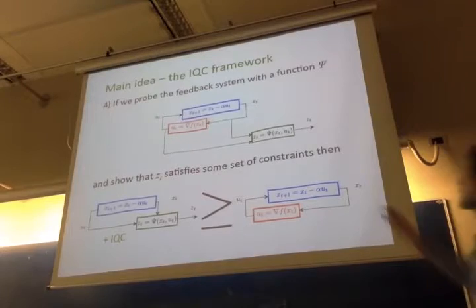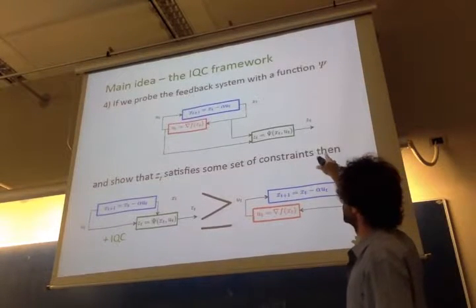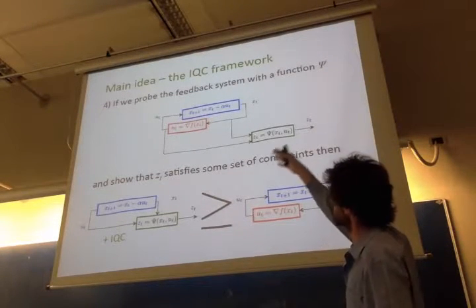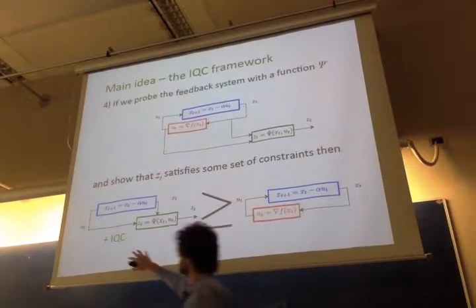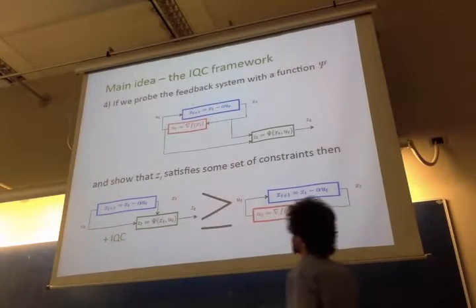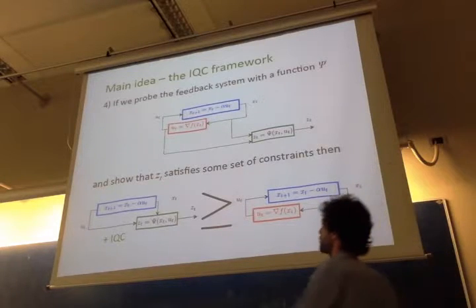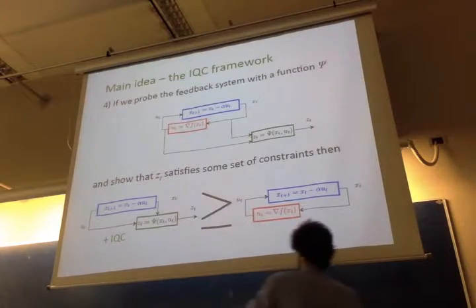Again, if I can show that my z, which is a function of the signals happening in the closed loop system, satisfies some property, this IQC property, then if I open the loop, or remove the loop, whatever property I can prove about this in here must also hold.